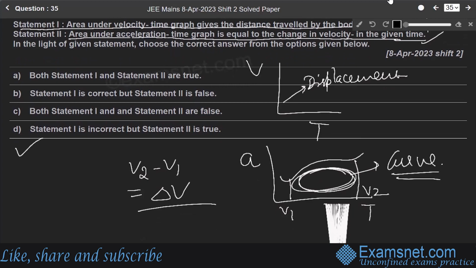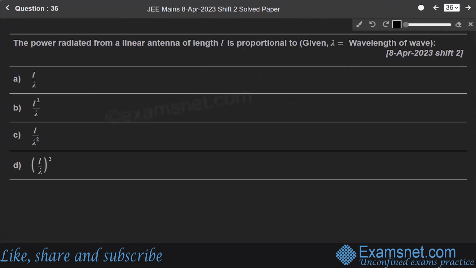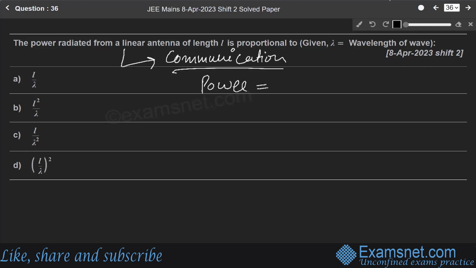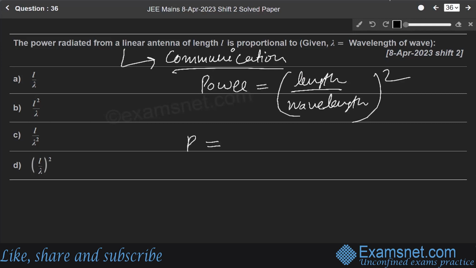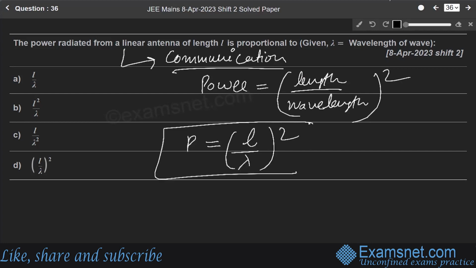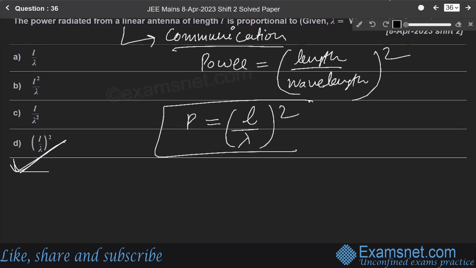Okay. Now moving towards our next question, question number 36, which says that the power radiated from a linear antenna of length L is proportional to. Students, this question is from the communication chapter, and this is a direct formula. Power is proportional to length over wavelength whole square, meaning power P is proportional to L over lambda whole square. This is a direct question. So the correct answer is option D, L over lambda square.